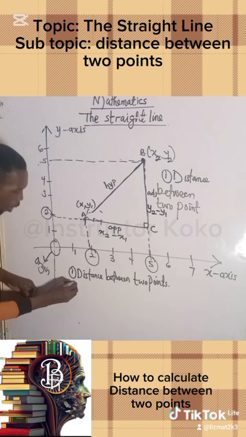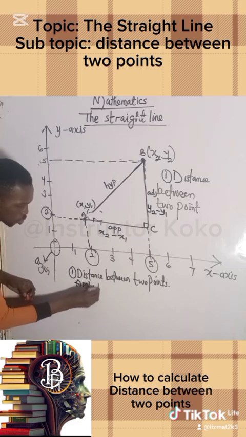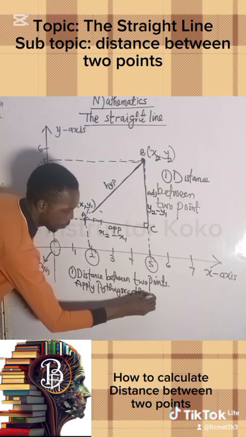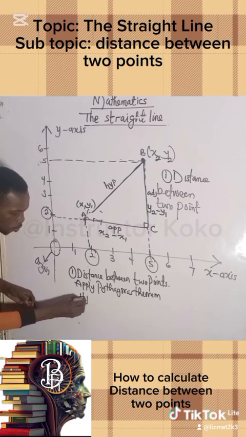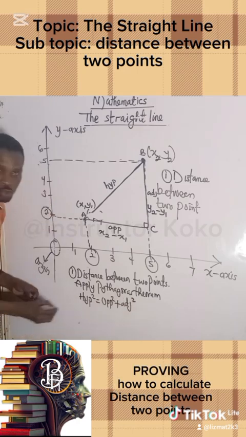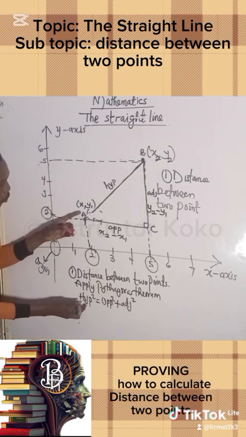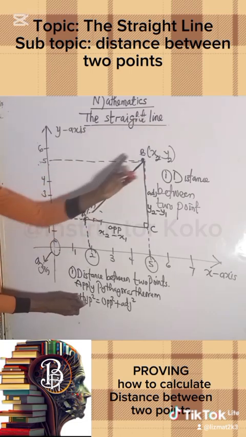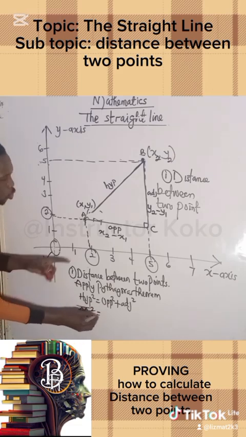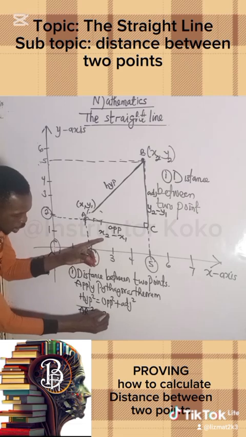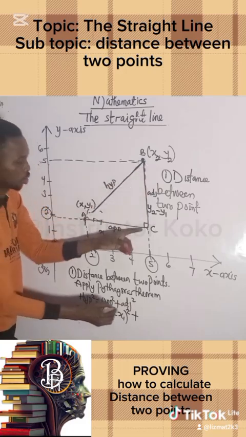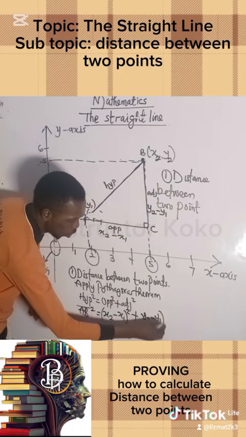Okay, all right. So I'm going to apply Pythagoras theorem. We state that hypotenuse square is equal to opposite square plus adjacent square. The hypotenuse side is the straight line that we are looking for, which is line AB, all squared, is equal to. Our opposite will be x2 minus x1, squared, plus adjacent, that's y2 minus y1 whole square.